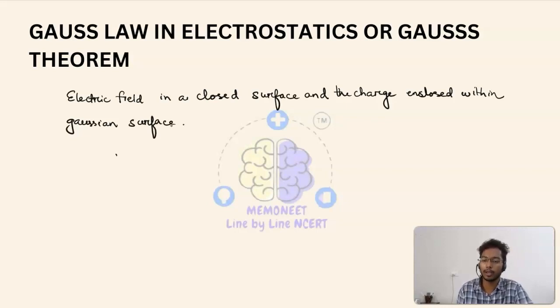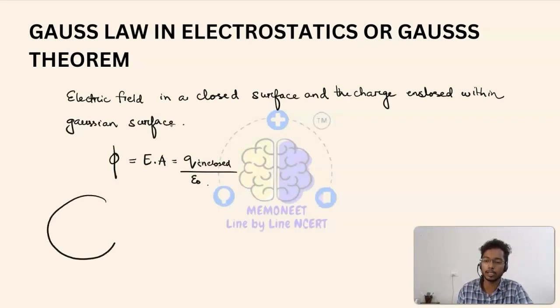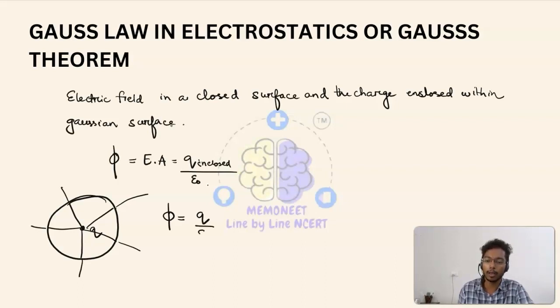Let's say we have phi here. Phi is equal to E dot A, or we can write that as Q enclosed upon epsilon naught. Let's say we have a spherical shell here, and a charge Q is present here. So electric lines of force will go like this. So the phi, or electric flux, we can write as q upon epsilon naught.